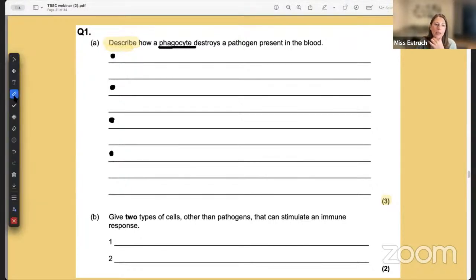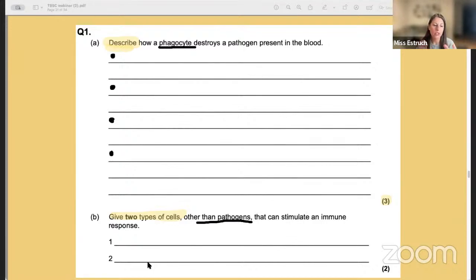The next one we've got here was, let me just change this to yellow again, give 2 types of cells, which basically means name 2 types of cells. But reading the question really carefully, this is why I always say to highlight and underline when you're reading the information, other than pathogens that can stimulate a response. This one's 2 marks, obviously 1 mark for each part, but making sure you read questions carefully, you're looking at the command words, and you're definitely addressing the number of marks it should be. So that's why bullet points are really good.